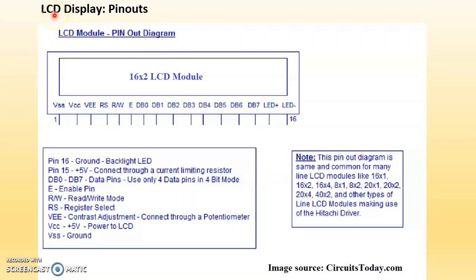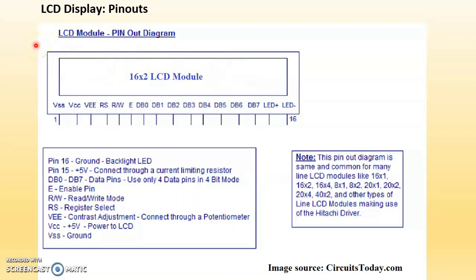This type of display is generally used for displaying various parameters in various applications. For example, if you want to display the temperature, we can simply use this LCD module to display the current temperature. Another example, if you want to display the voltage and current, we can monitor those voltage and current readings on this display.